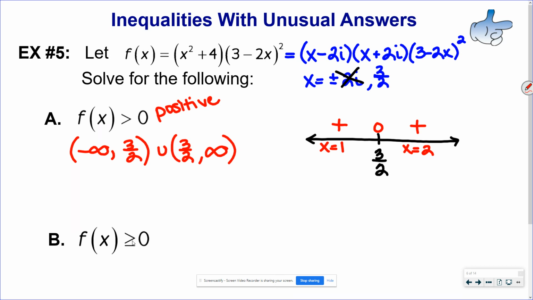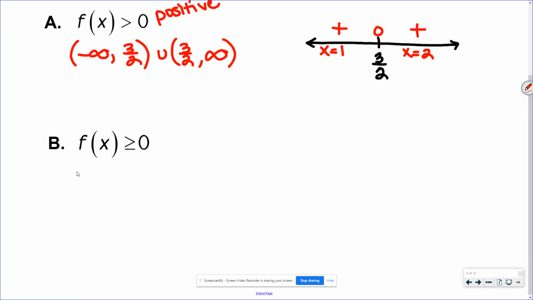Okay, when is the function greater than or equal to 0? Well, we already said it's greater than 0 everywhere except 3/2. Well, where is it equal to 0? It's equal to 0 at 3/2. So where is it greater than or equal to 0? It's greater than or equal to 0 everywhere. So negative infinity to infinity.